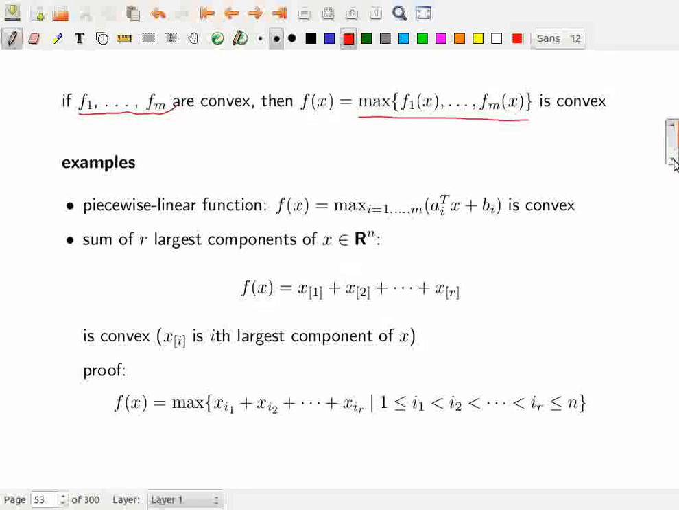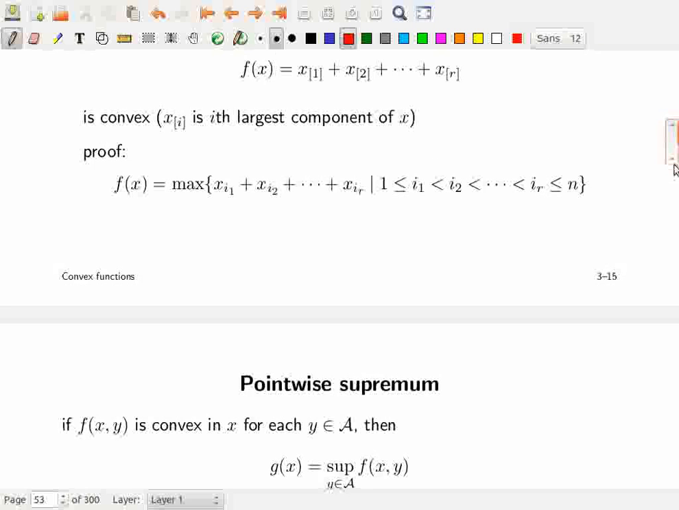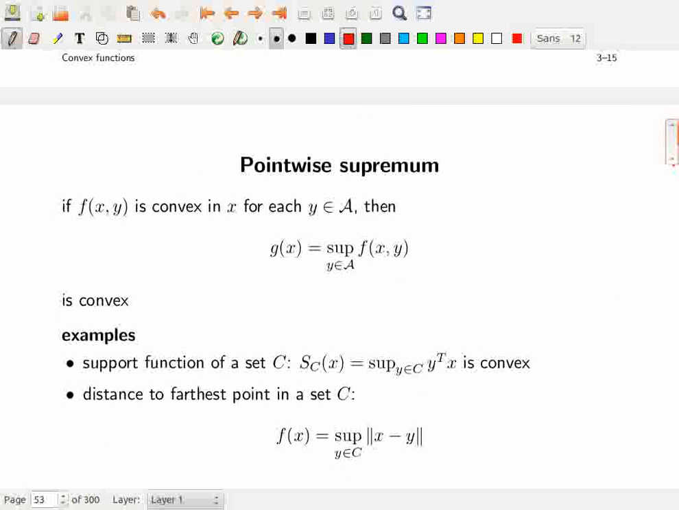And the function f of x and y is convex in x for each y in A, then we have this g of x, which is the maximum of f of x and y. We have the same thing for the minimum. We reviewed that for the maximum we don't have any condition over A here, but if we have a minimum we have to have A as a convex set.